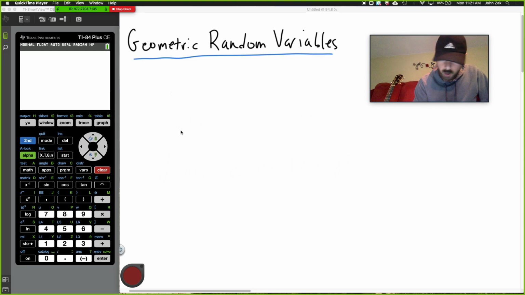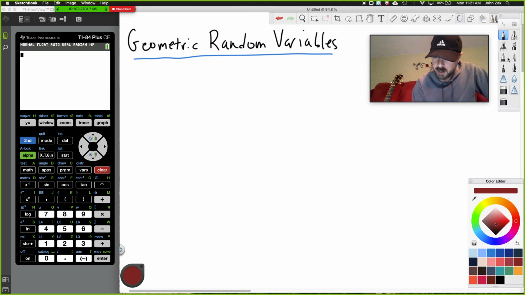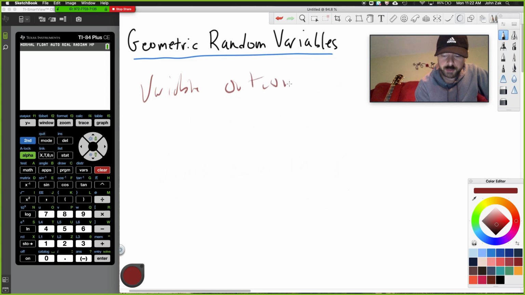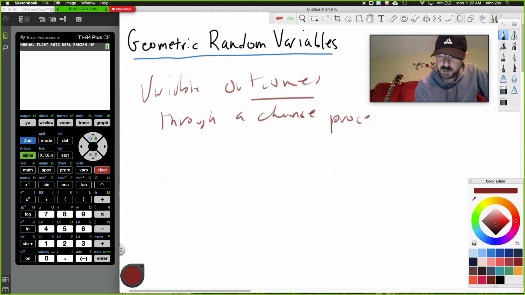If you recall, when we were talking about random variables, a random variable is fundamentally some type of variable where the outcomes occur through some type of chance process. And here, if I can manage to write a little more slowly, maybe you can read what I wrote on this graphics tablet. A geometric random variable is just a subclass of this.